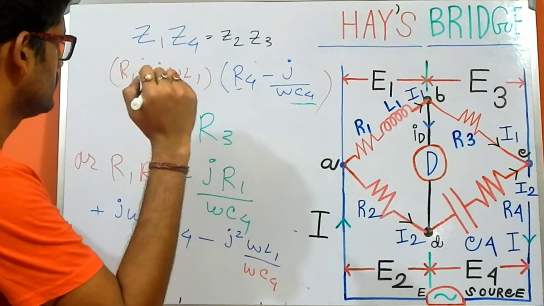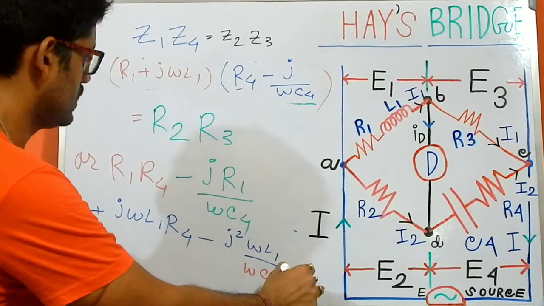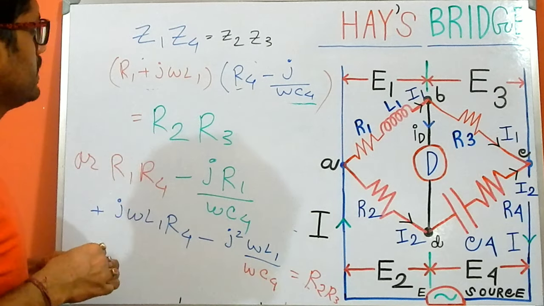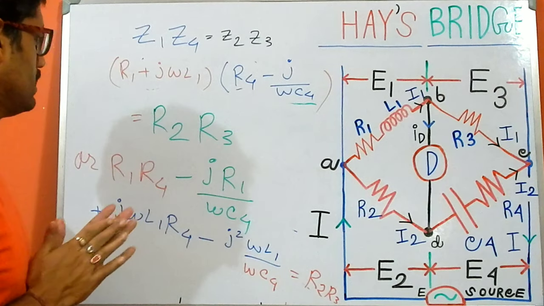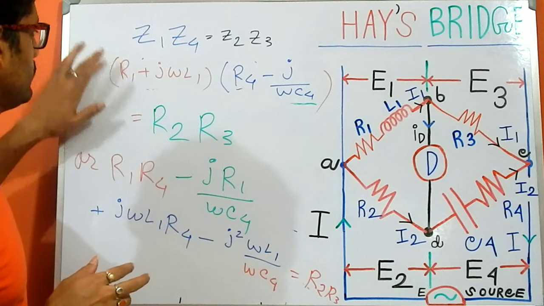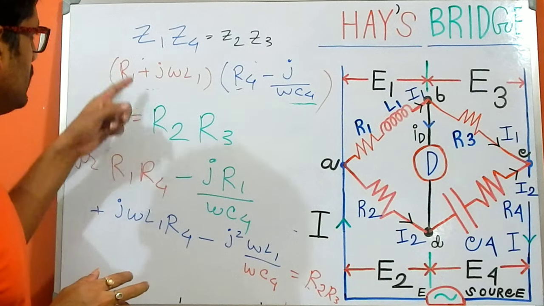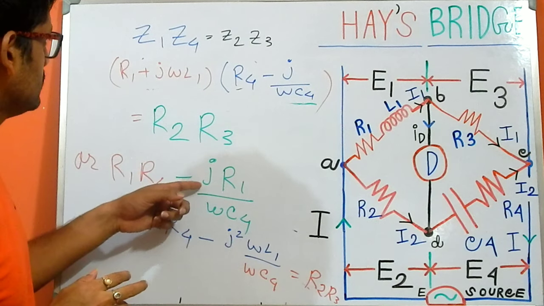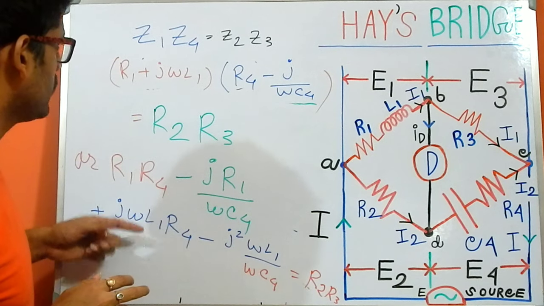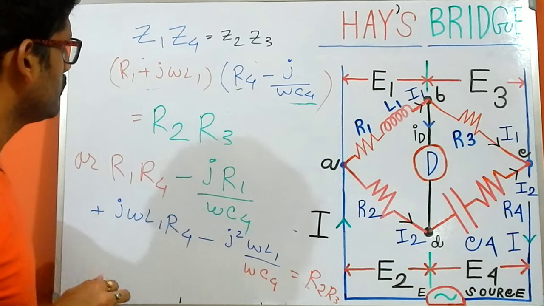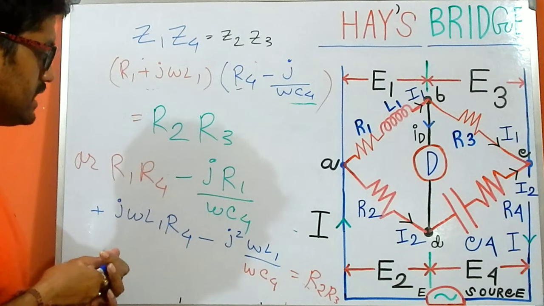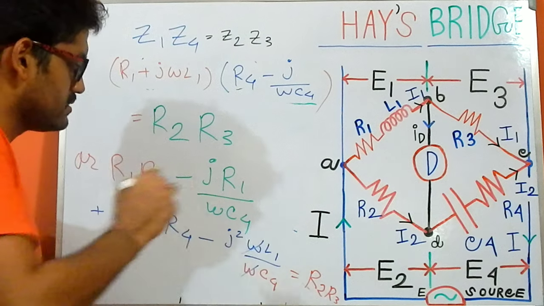Okay, which is equal to R2 R3. I want to repeat this portion once again. Just multiply these two expressions over here. On our left-hand side, if I multiply this with this one, R1 R4, and this with this one, I have got J R1 divided by omega C4 plus J omega L1 R4 minus J square omega L1 divided by omega C4, which is equal to R2 R3. And I can see that this omega, omega will cancel each other.